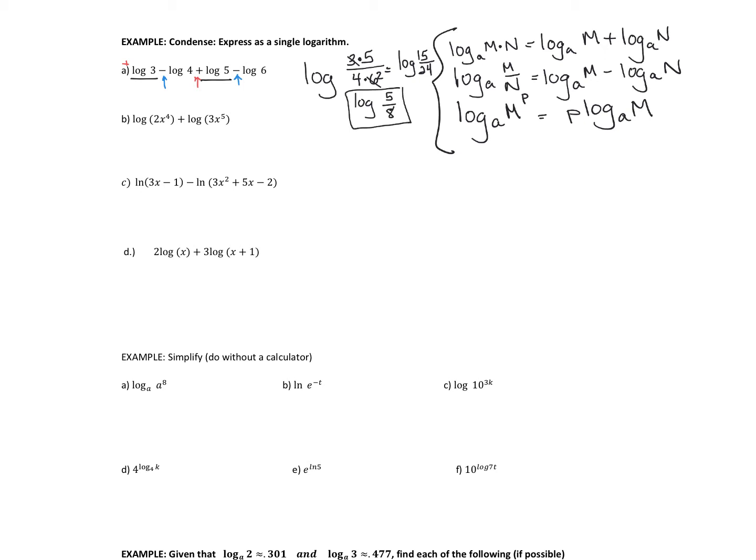For our next example, we also have a sum. So when I condense it, it's going to be a product. The log of 2x to the 4th times 3x to the 5th, or the log of 6x to the 9th.